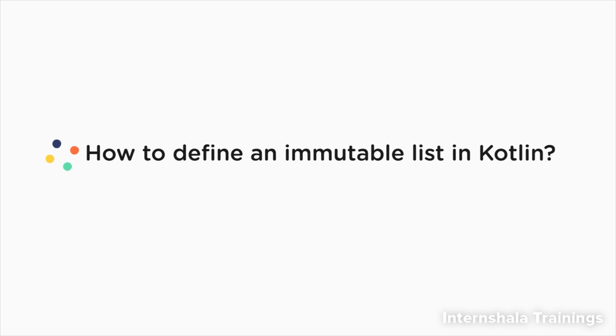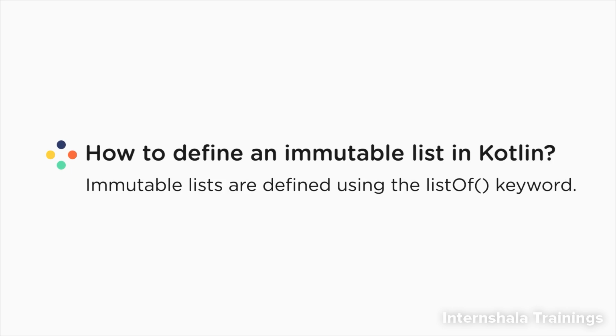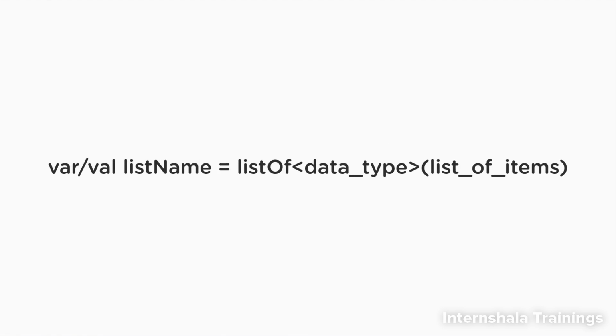Next, let's see how we can define a list in Kotlin. Immutable lists are defined using the listOf keyword in Kotlin. This is how the syntax for declaring a list will look like.